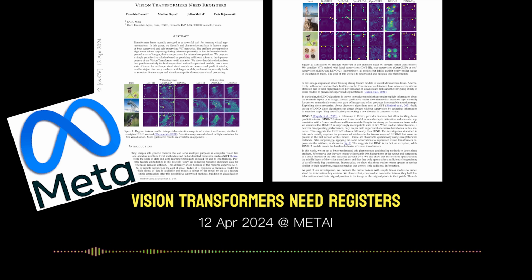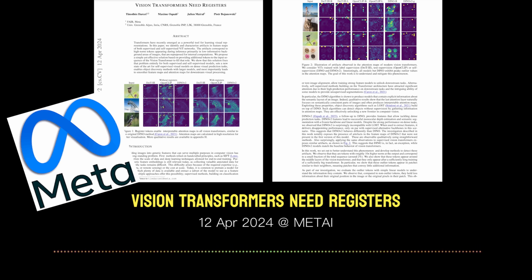That's great. So giving the model a designated space for its global computations stops it from needing to use those patch tokens as makeshift registers. But did this only affect the artifacts, or did it change how well the model performed overall? That's where things get really interesting.